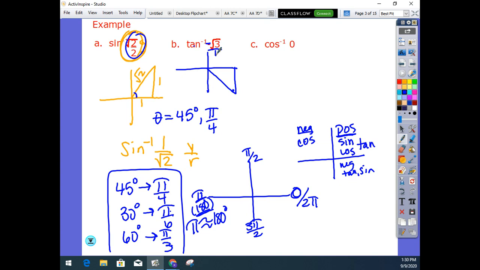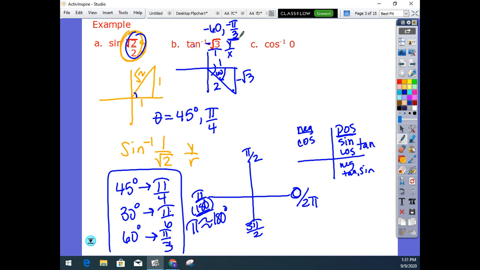This is negative square root of 3 over 1. Tangent is y over x. So my x is 1. My y is negative square root of 3. This is our 1, 2, square root of 3. What angle is across from the square root of 3? 60. Now, it's very important though, you're going backwards 60. So this is negative 60, or in terms of radians, it's negative pi over 3. You really need to be fluent in both degrees and radians, but we're almost going to be using radians exclusively.